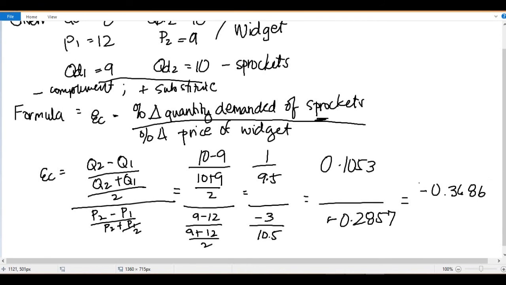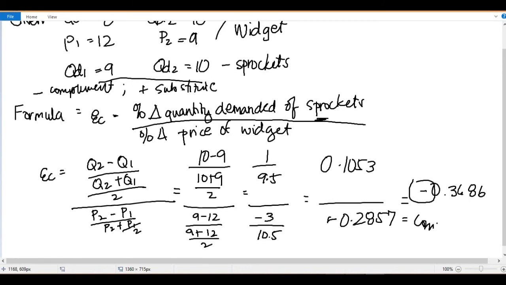Pwede nyo siyang i-multiply sa 100. Hindi ko lang siya ginagawa kasi alam ko na kasing percentage siya. So, for presentation's sake, if you were asked to present the percentage change, you multiply it by 100. However, if the instruction just tells you to compute, you just leave it be and do not multiply by 100. It depends on the professor. So, 0.3686. You'll just look at the sign.